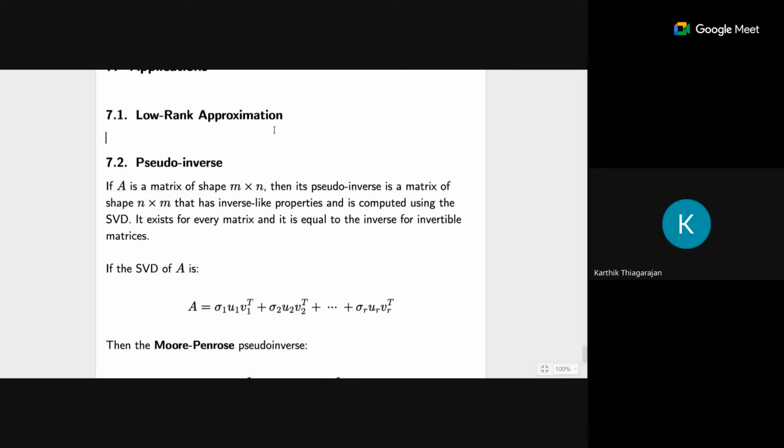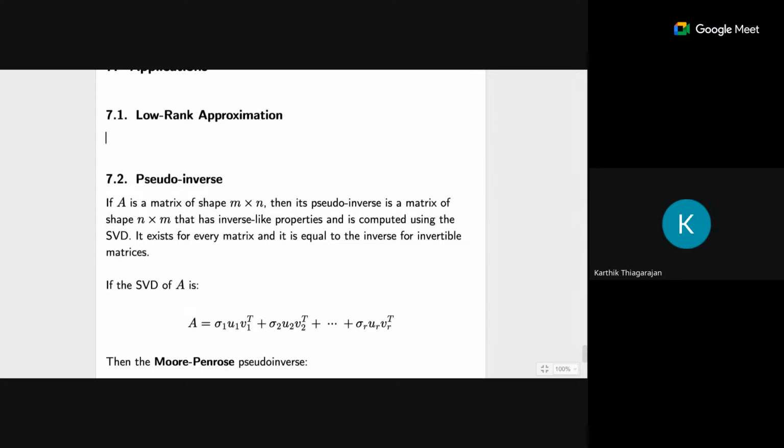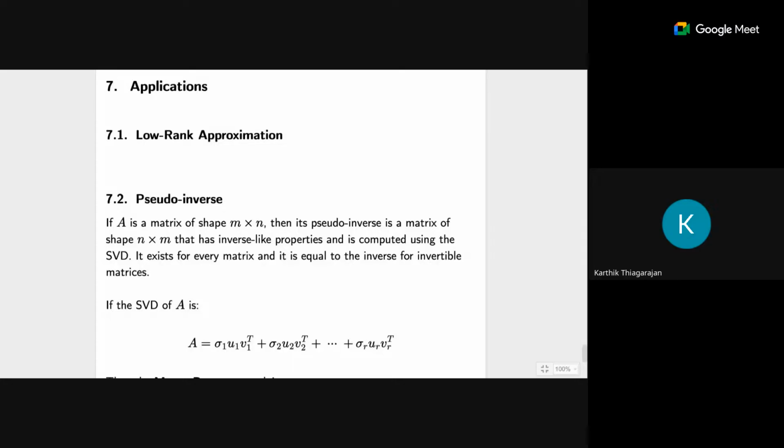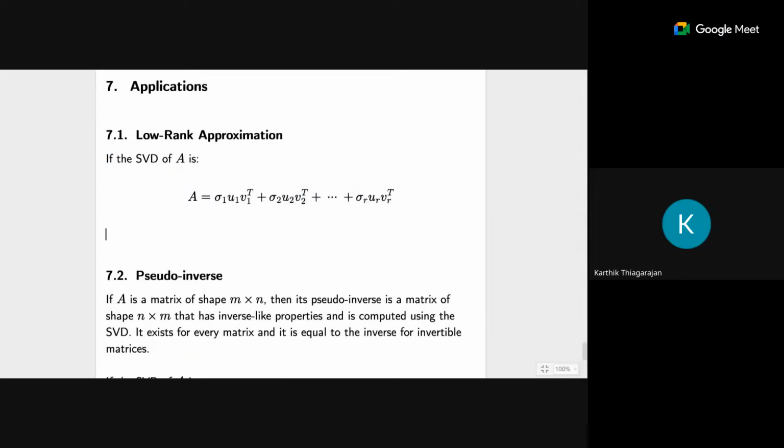SVD has its uses. Okay, one final example application. If the SVD of A is given, then we can approximate A with the help of a matrix with a lower rank. This is a very popular application in machine learning. This is used in many places.